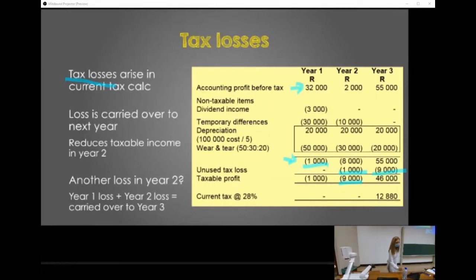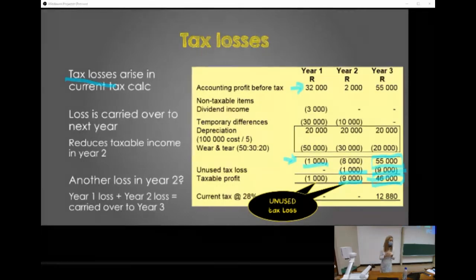Here you can see that we would have paid tax on 55,000 in year 3. However, because we had these losses, we are only going to pay tax on 46,000. Good. So it's a benefit that we are going to get only in year 3. So now, please note the terminology that we are using here.